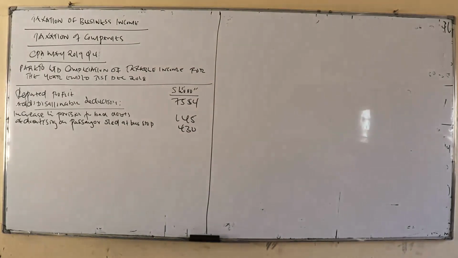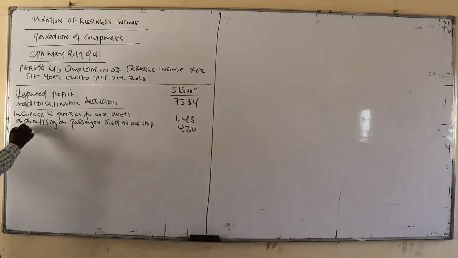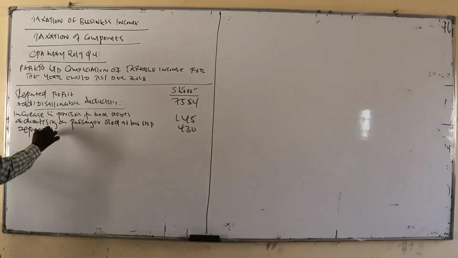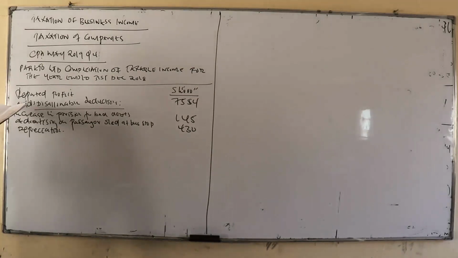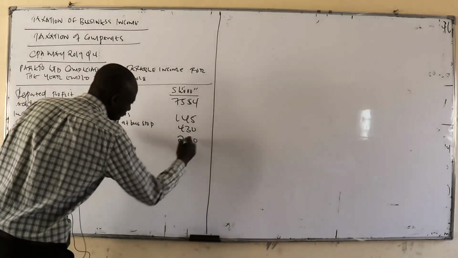You go to the next item, stationery. Stationery is allowed unless there is a note. There's no note affecting stationery. And then the next one is depreciation. Depreciation is not allowed. How much is it? 280. So you add 280.